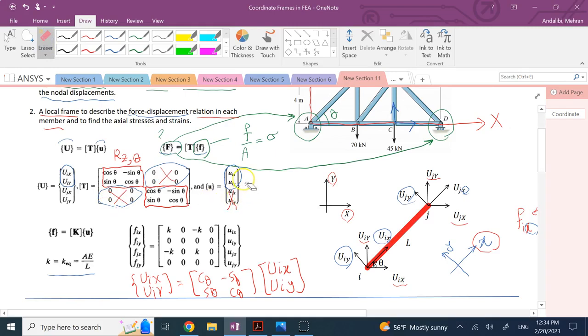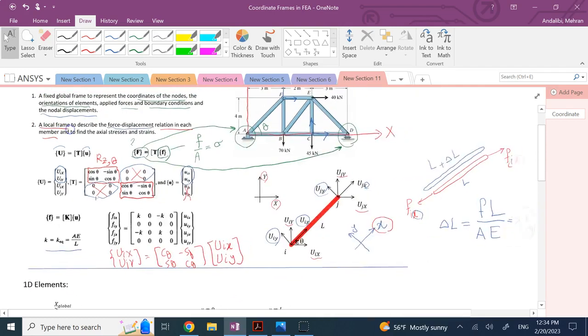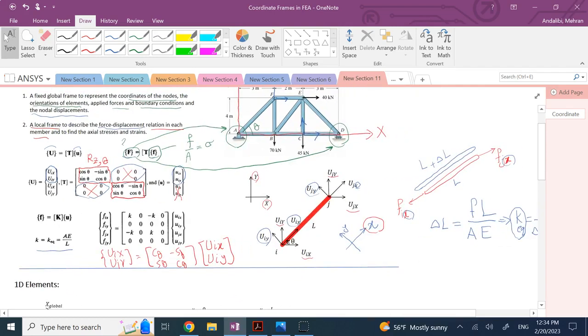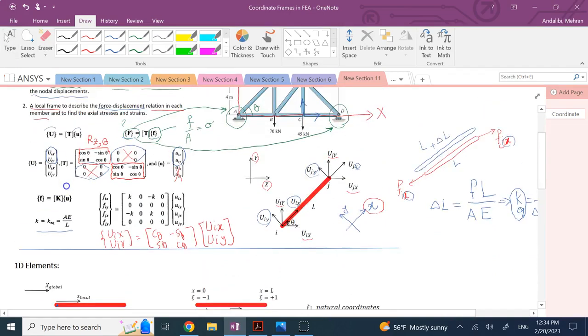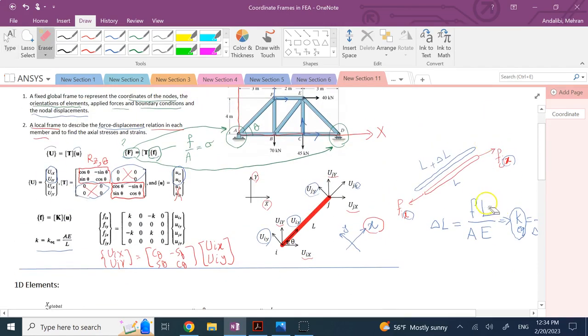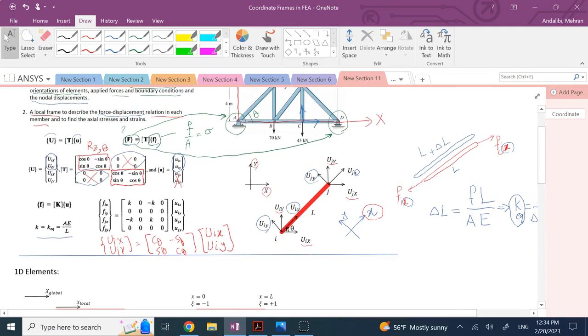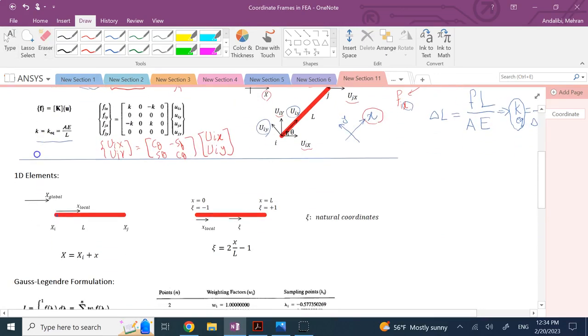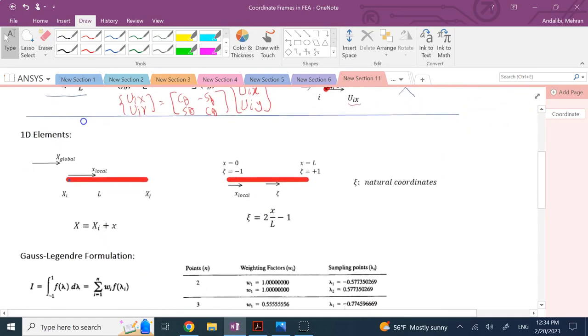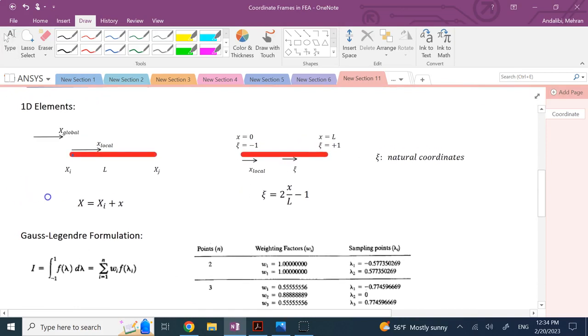So you see clearly I need two frames, because different entities are described better about different frames. So I need a global and I need a what? Local. And there is another one which we call natural frame, and I'm going to show you that, which is very similar to the local frame, except for some small change in the variable. And why do we use that? I'm going to explain.